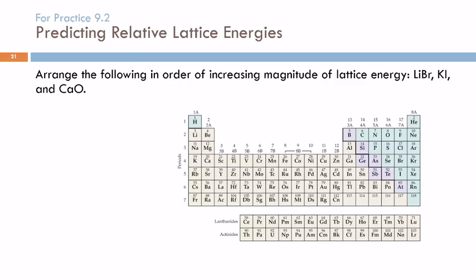So here's an example. Arrange the following in order of increasing magnitude of lattice energy. So increasing magnitude, that means we're going to start with the smallest lattice energy and we're going to go to the biggest. So we're going to go from low energy to high energy.